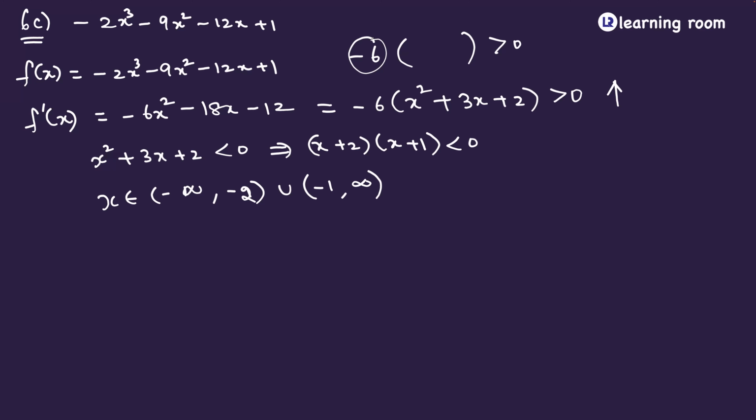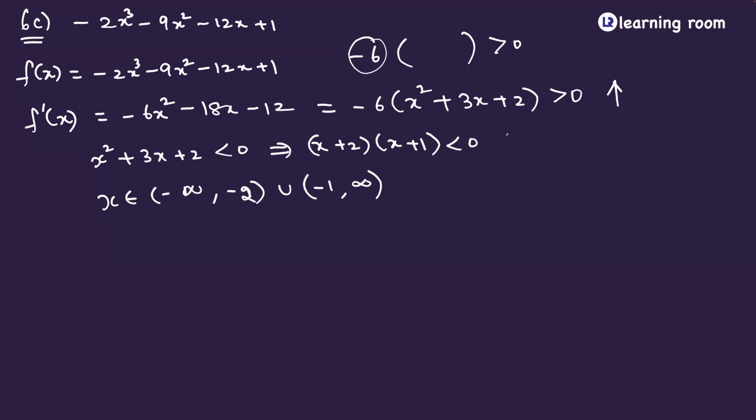So whenever, to put it simple, when you push the minus sign to the other side, greater than 0 will become less than 0. Inequality will change. So that's what I wrote. X plus 2 into x plus 1 is less than 0.